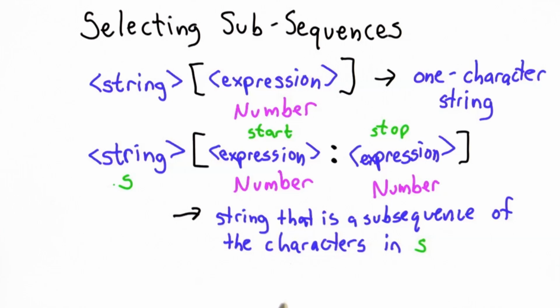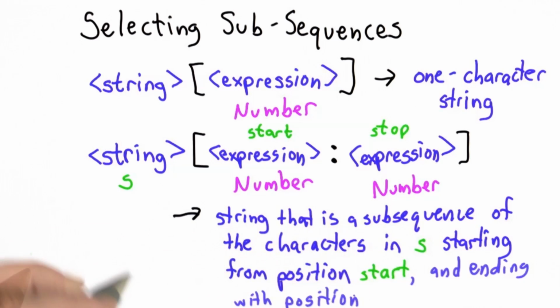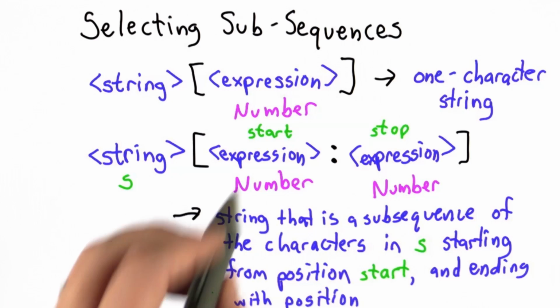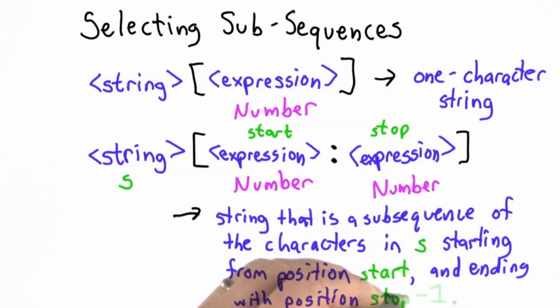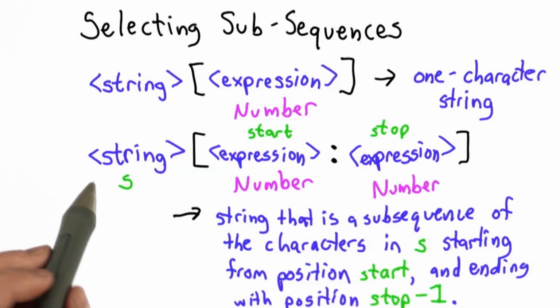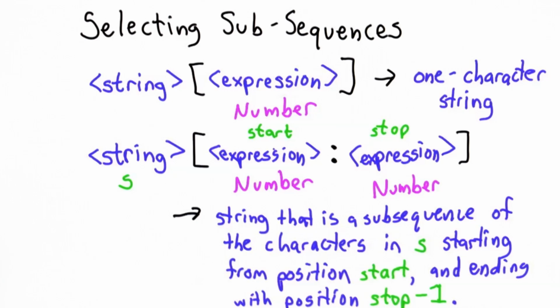And the result is a string that's a subsequence of all the characters in S, starting from position start, so the number to the left of the colon, and ending with position stop, but not including that character. So it's going to really include the characters from position start up through stop minus 1. So this construct allows us to select from any string a subsequence of continuous characters in that string.